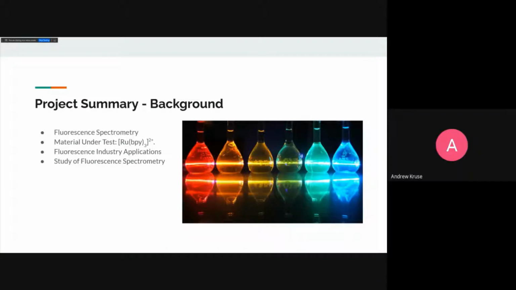In fluorescent spectrometry, excitation decay time of a material provides insight into a material's physical chemical properties. This project will allow for the accurate measurement of fluorescence decay time of an aqueous solution of tri-bipyridine ruthenium-2 chloride, with an equation as shown, colloquially referred to as rubipi. This project will create an instrument which will allow students at the Grand Valley State University Chemistry Department to study and analyze fluorescence decay time data to determine these chemical characteristics.